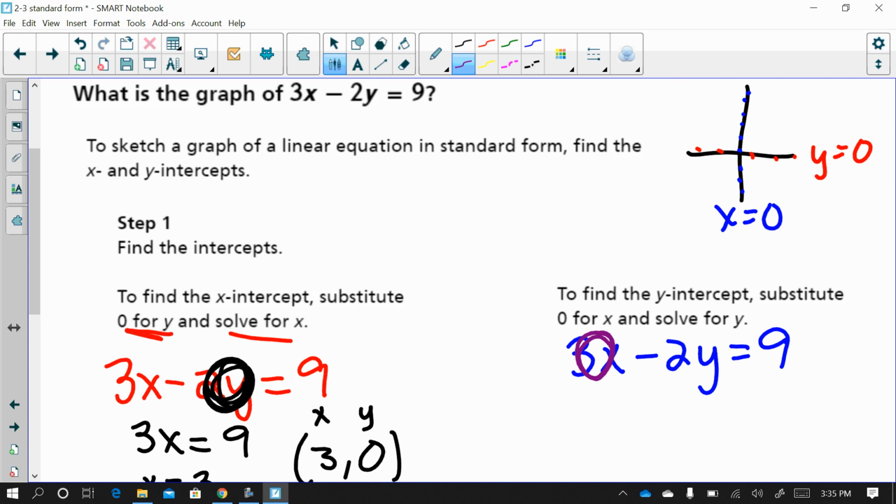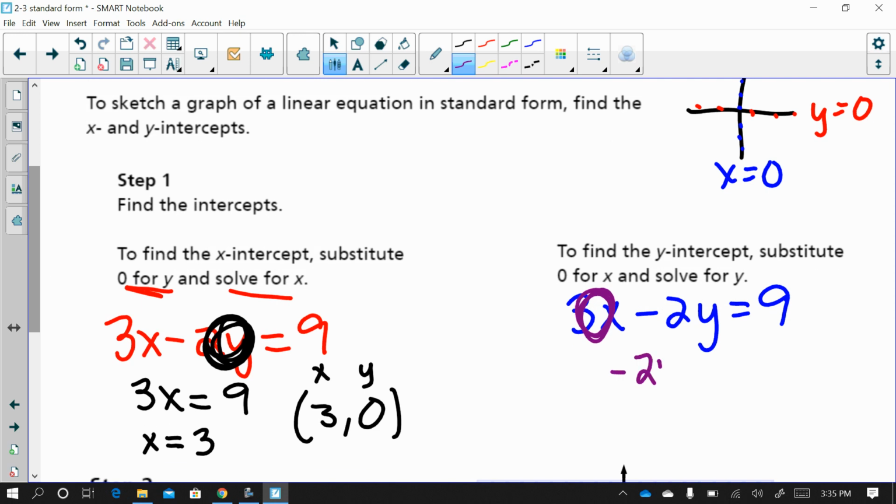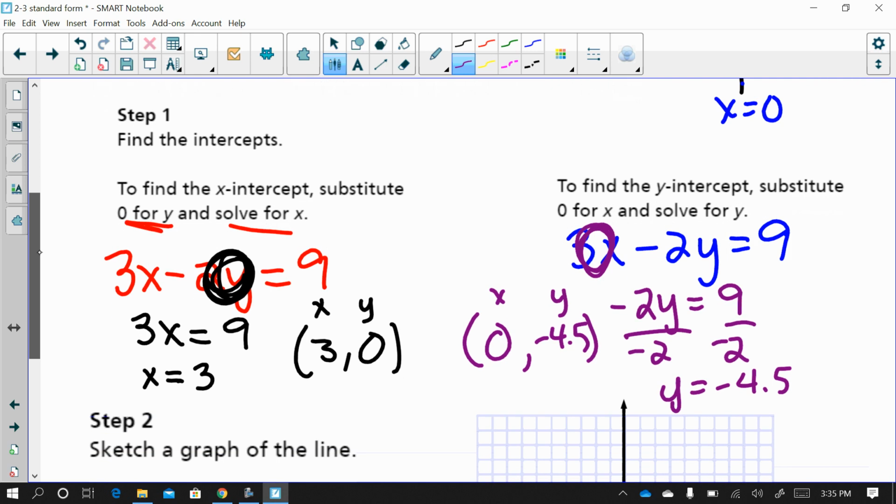So if I plug 0 in here, 3 times 0 is 0. That's gone. So all I'm left with now is negative 2y equals 9. Solve for y, I'm going to divide by negative 2 on both sides. I get y equals negative 4.5. If I write it as an ordered pair, x comma y, well, I let x be 0, and I solve for y right here, negative 4.5. Those are the only 2 points I need.